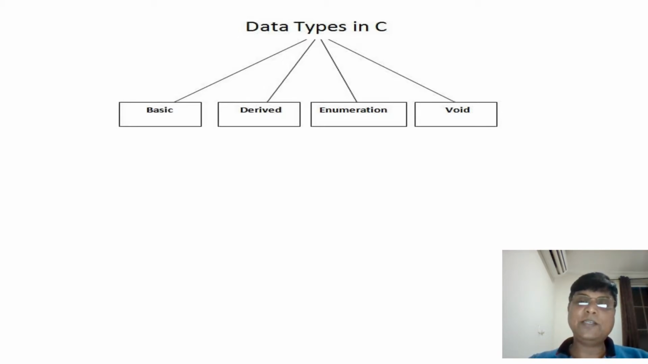Data types in C are mainly categorized into two branches, primary and secondary. Under primary you have the basic types, and under secondary there are three: derived, enumeration and void. Primary is the basic type of data, derived is something derived from the basic types, enumeration, or enum, is a user-defined data type, and void is a null type of data.